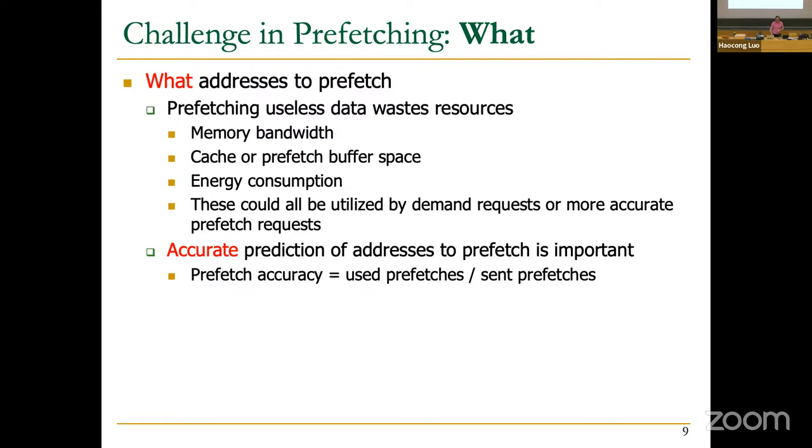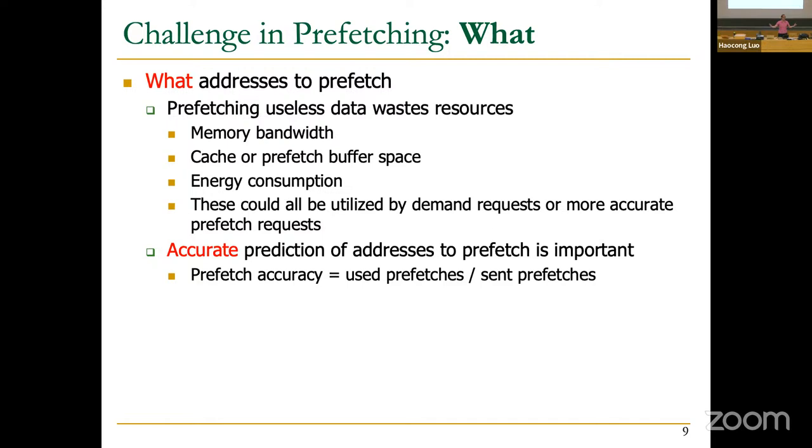So prefetch accuracy is defined as prefetches that are used by the processor in the numerator and prefetches that are sent by the prefetcher in the denominator, right? So basically, used prefetches divided by sent prefetches. So ideally, you would like 100%, of course, right? That's perfectly accurate. But we will see that if you want to get 100%, you may become conservative, meaning you don't send a lot of prefetch requests. You're very, very careful as to what you send out. Now, your accuracy may be 100%, but the number of prefetches you send may be very little, which means that you're not really covering a lot of the cache misses in your program, right?